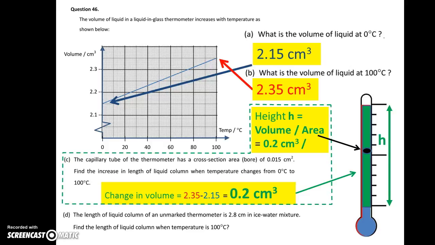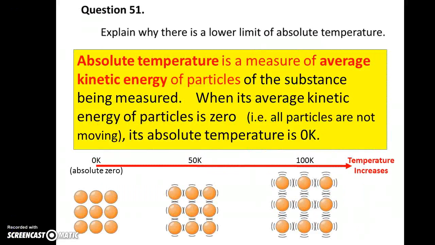For the last part, it is said that for the unmarked thermometer, the length is already 2.8 cm at the ice water mixture, which is 0 degrees Celsius. 2.8 cm here. So what about the total length at 100 degrees Celsius? That is, you have to find this length. Do it yourself.